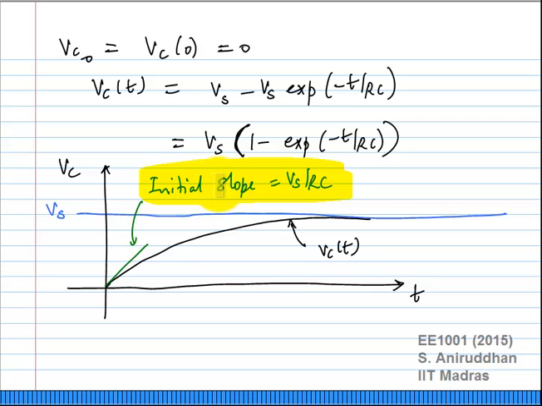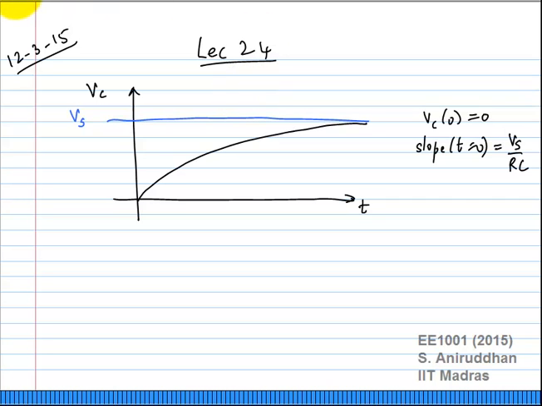Now, the case which we did not look at was the case when Vc of 0 was not 0. What do you think will happen? Suppose I told you there is a second case where Vs was 5 volts. I'll call this 5 volts. This is 5 volts by RC. Now I have the second case where let us say Vc of 0 was 2 volts. What will the new curve look like?